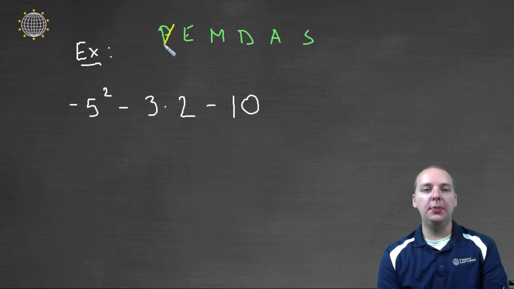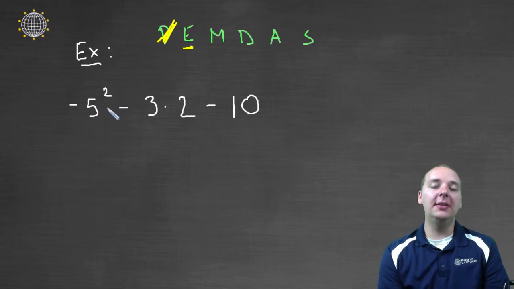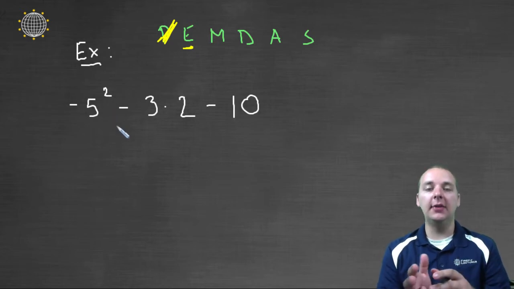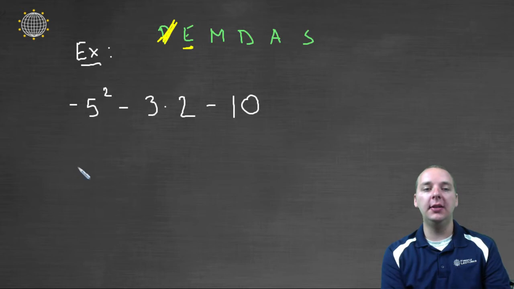All right, I don't see any parentheses here. Now I do see some exponents. I see a squared here, but I put this in this example intentionally because this is a hugely common mistake that I want you to be careful about. Here we see -5 squared. It's tempting to say that's -5 times -5, and the answer would be 25.